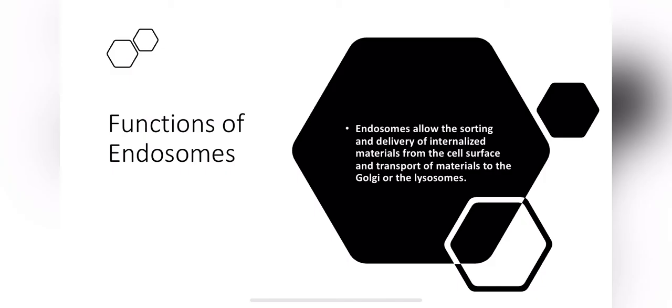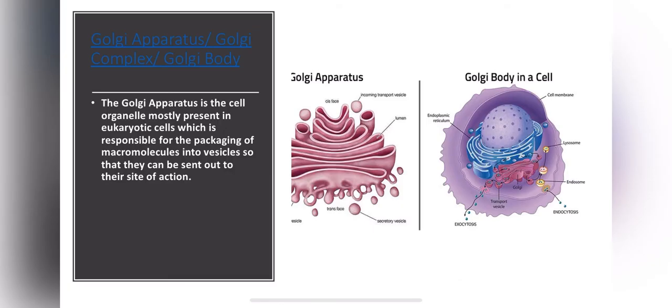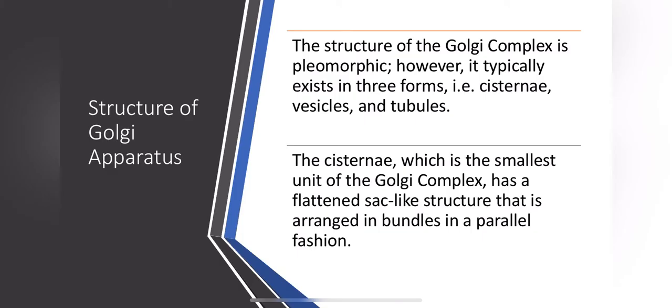Functions of endosomes. Endosomes allow the sorting and labeling of internalized materials from the cell surface and transport of materials to the Golgi or the lysosomes. Next one is Golgi apparatus. The Golgi apparatus is a cell organelle mostly present in eukaryotic cells, which is responsible for the packaging of macromolecules into vesicles so that they can be sent out to their sites of action.